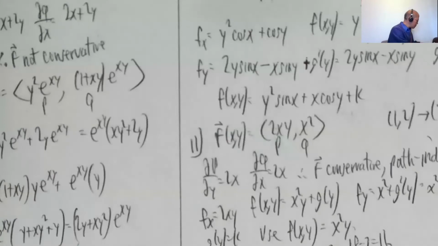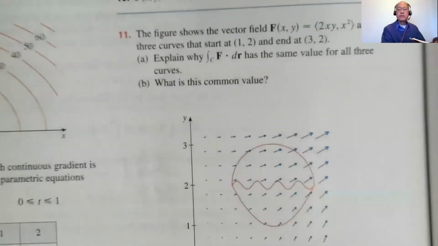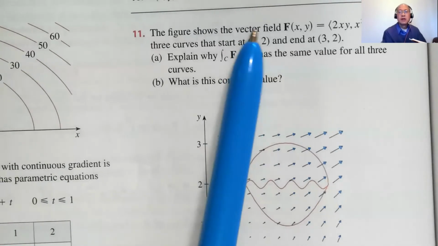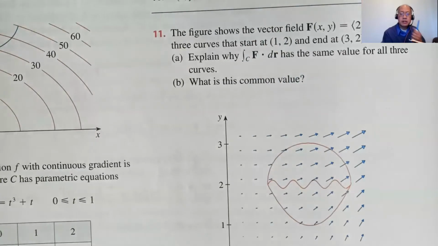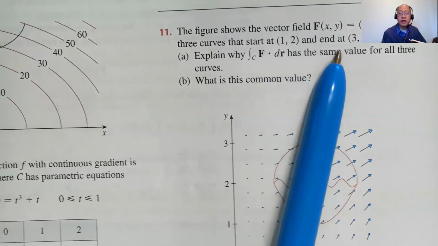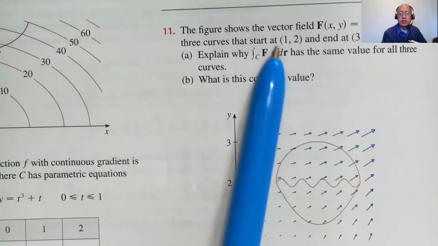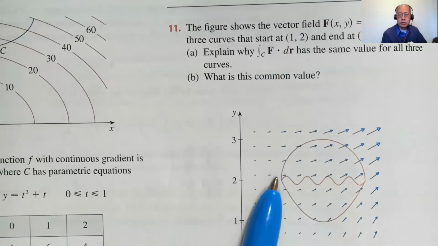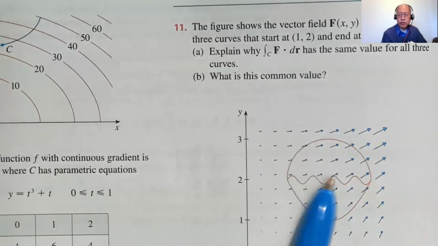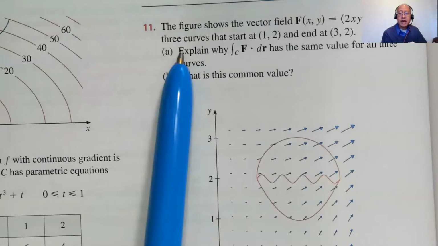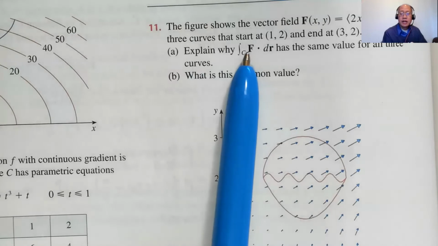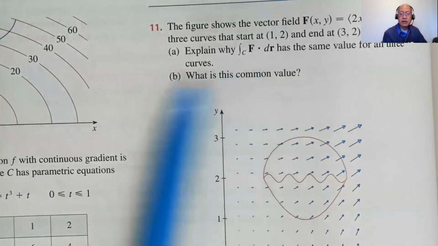Okay, 11 is a little bit different. I'll show you this. The vector field is F of xy equals 2xy, x squared. There are three curves that start at 1, 2 and end at 3, 2. So you can go like that, you can squiggle like that, or you go like that. Explain why the integral along C of F dot dr has the same value for all three curves.